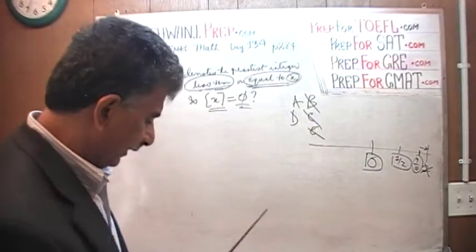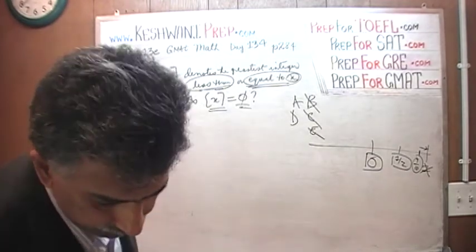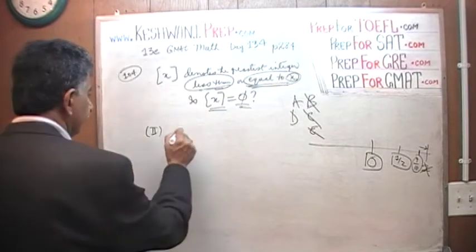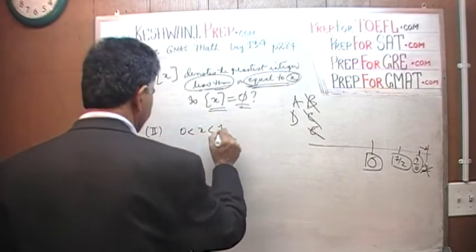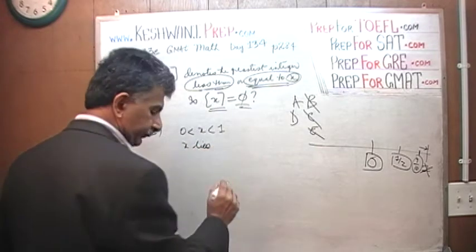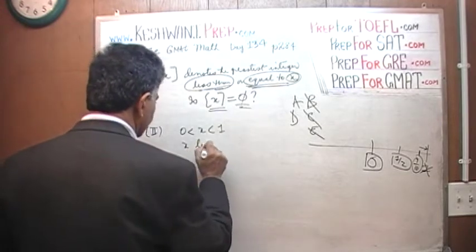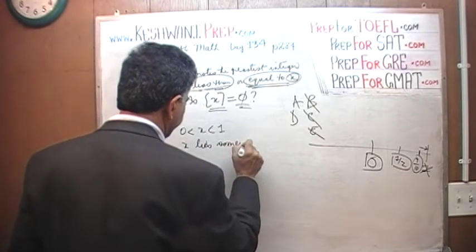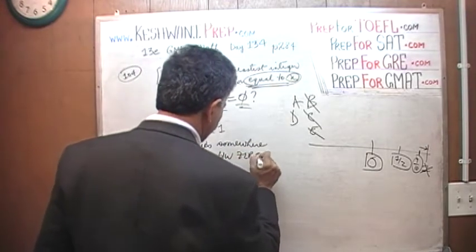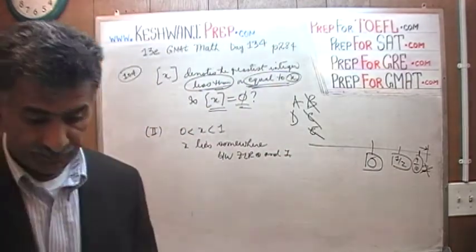In the second statement, they tell us that x lies somewhere between 0 and 1. That's how I want you to read it.